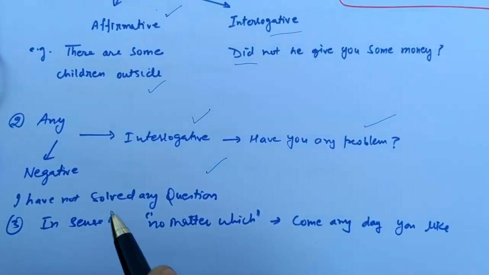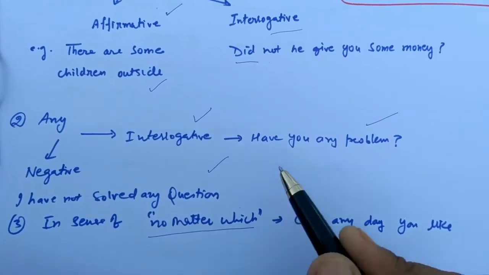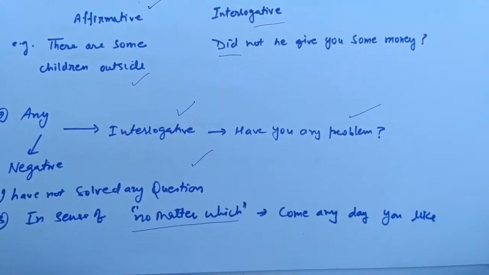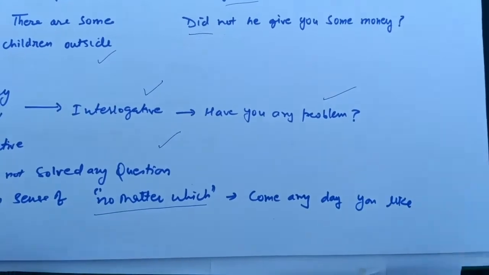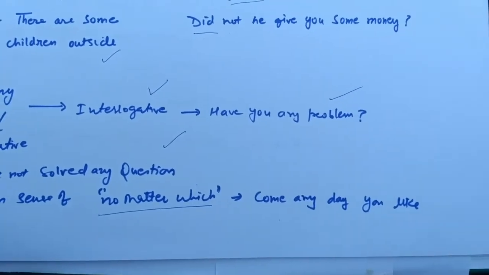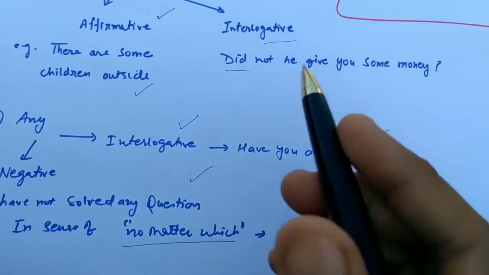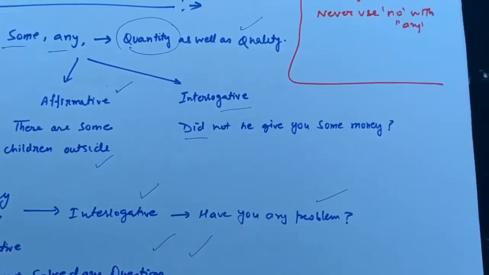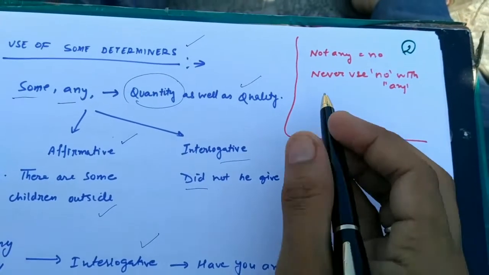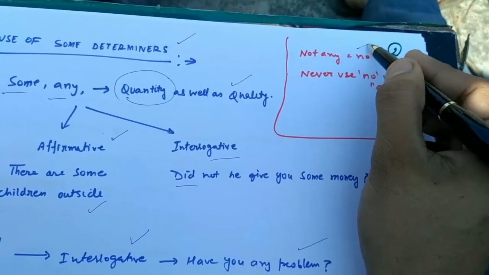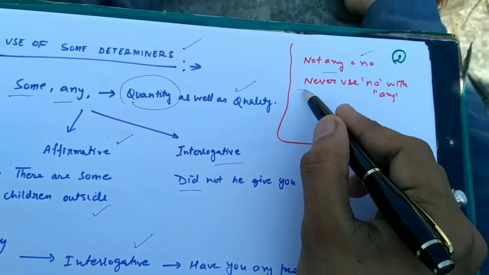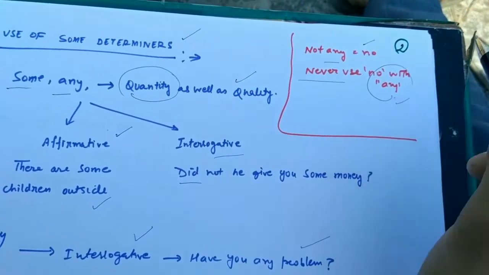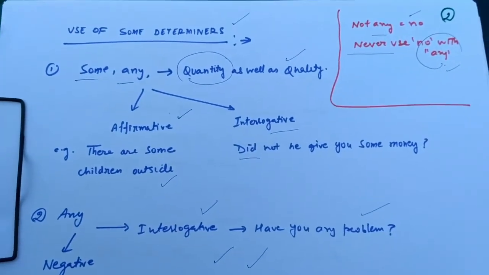In the sense of no matter which. So if there is full permission in the sentence, come any day you like, you can go any day. If there is full permission, then any can also be used. Here are certain rules. We never use no with any. Never use no with any. This is a main rule you have to remember.